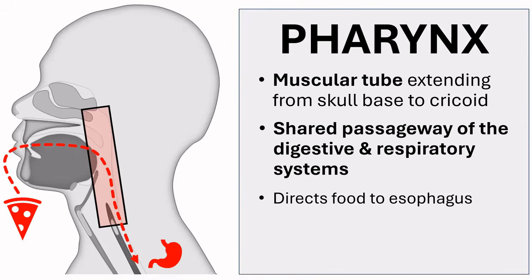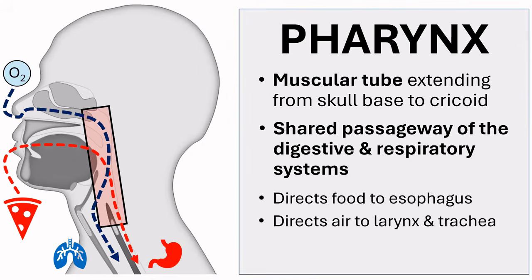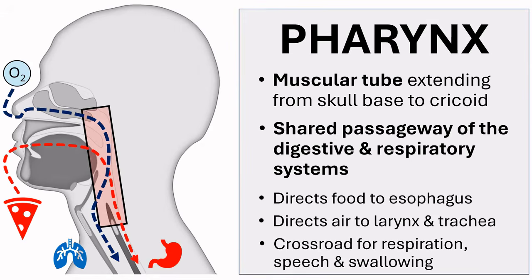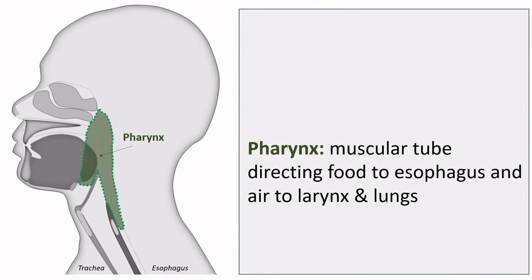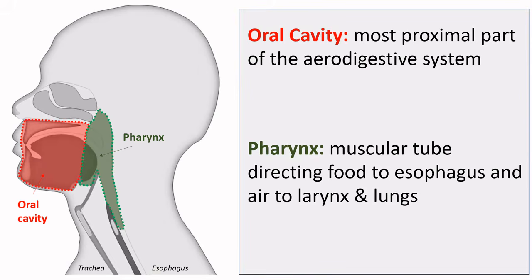The pharynx will direct food from the oral cavity to the esophagus and will direct air from the nasal cavity and or the oral cavity to the larynx and the trachea. And as such, the pharynx is basically a crossroad for those very important and essential functions being respiration, speech, and swallowing.